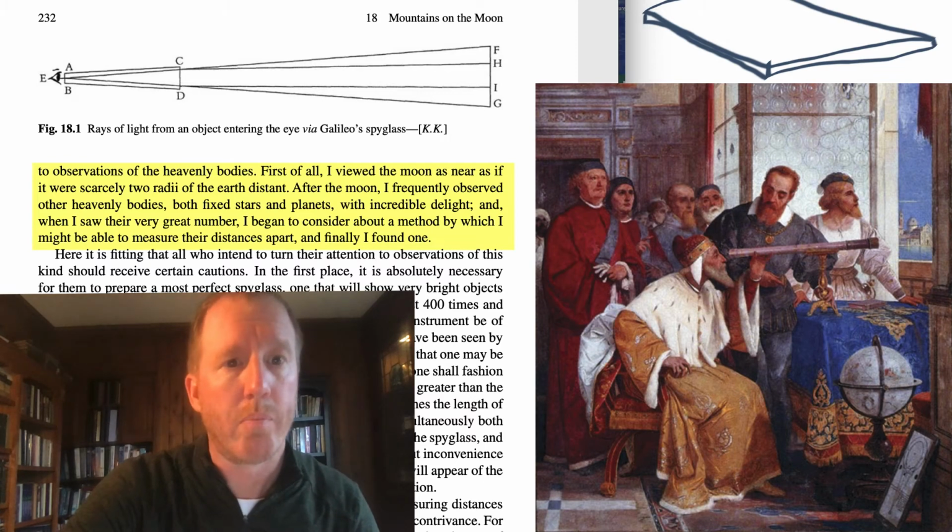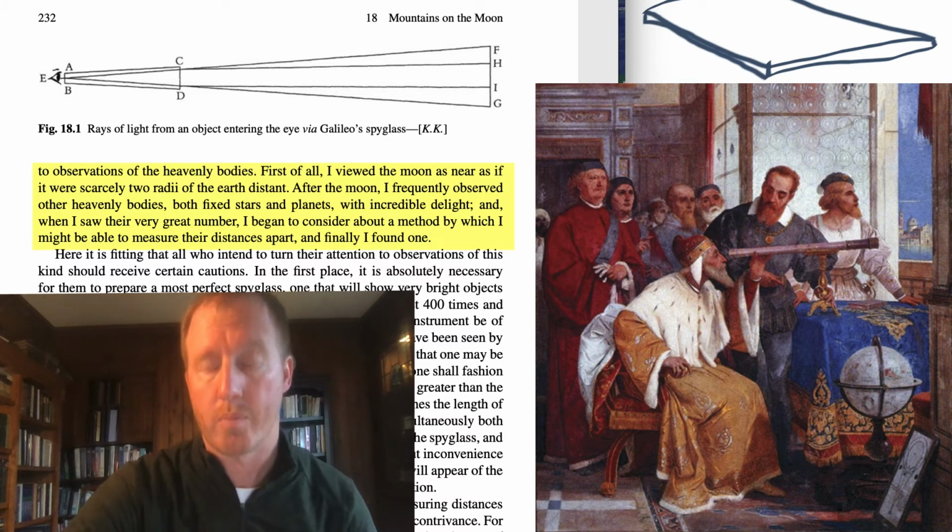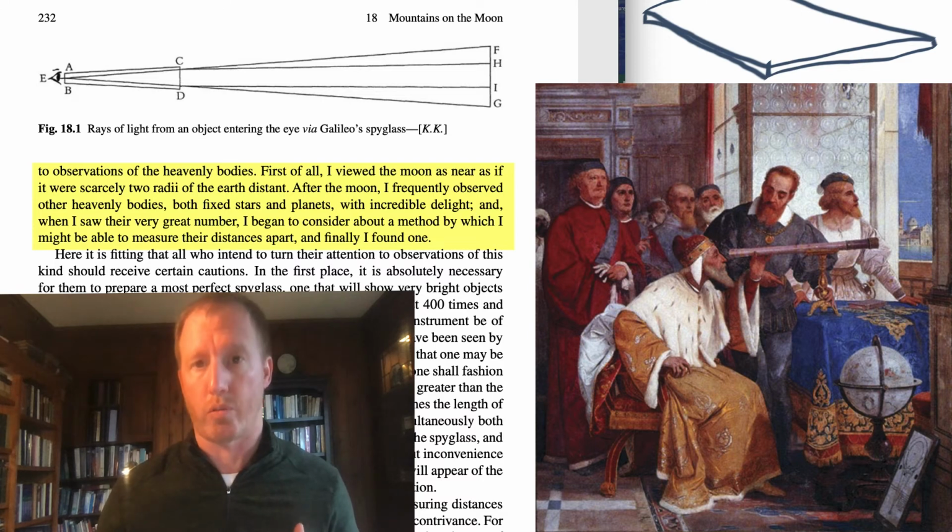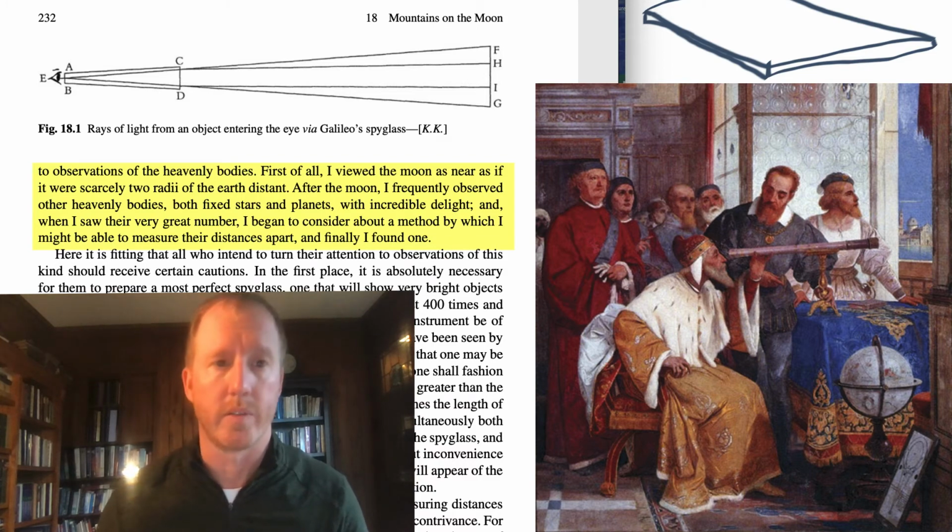First of all, I viewed the moon as near as if it were scarcely 2 radii of the Earth distant. So remember, normally the moon is actually located 60 Earth radii distant, and it is going to appear to him to be 2 radii of the Earth distance. In other words, it's 30 times closer. And hence he's going to say it appears 900 times as large, because 30 squared is 900.